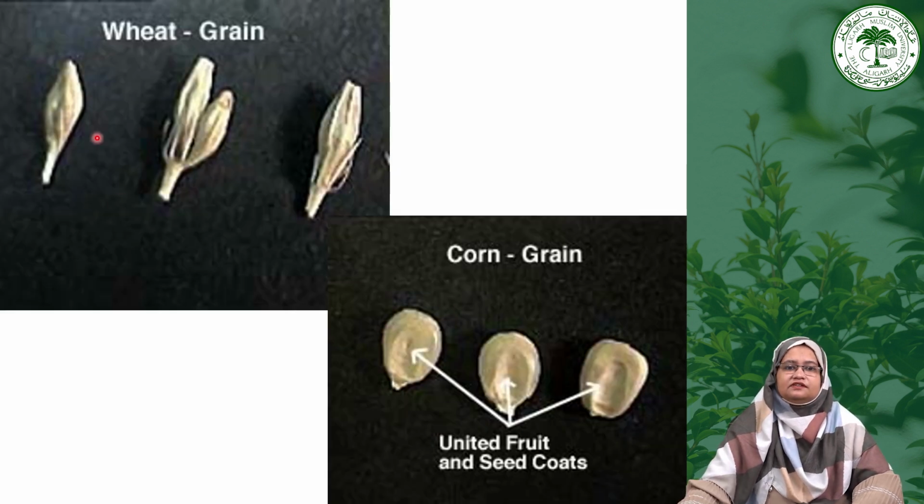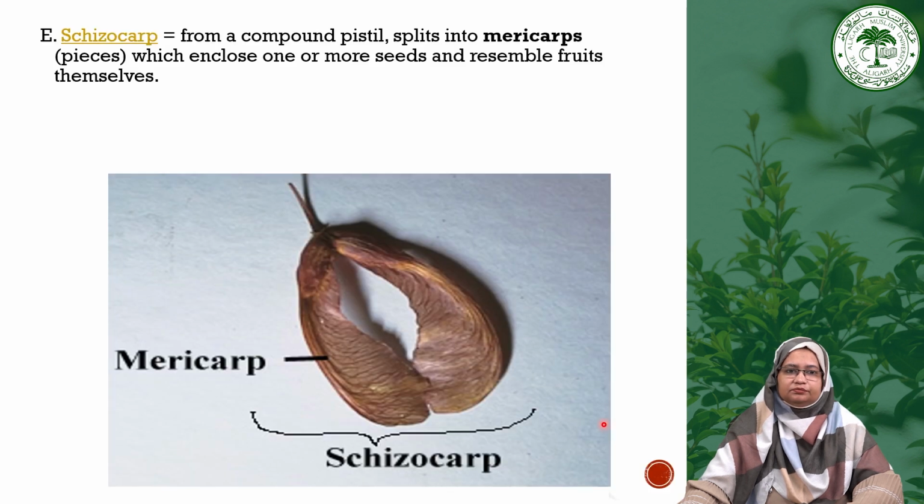As you can see here, this is the wheat grain in which the seed coat is fused with the pericarp, and this one is the corn in which the fruit and seed coat are united, as you can see here.